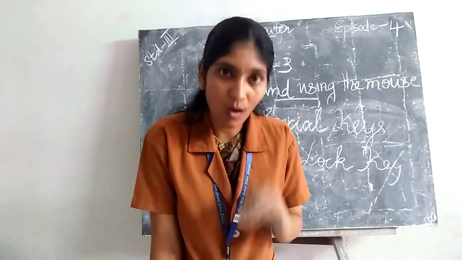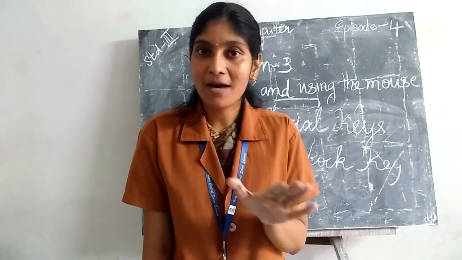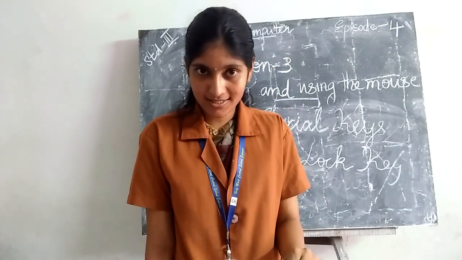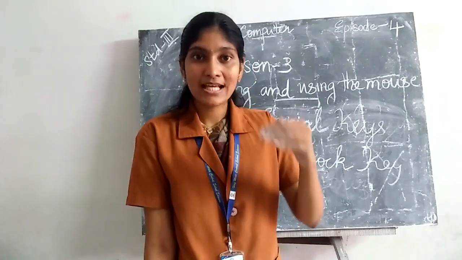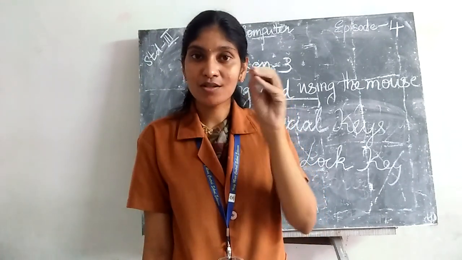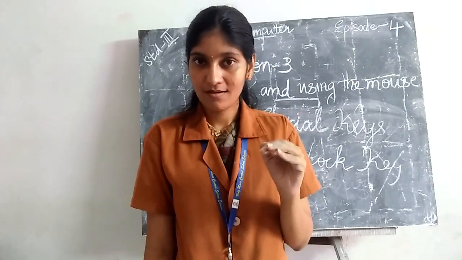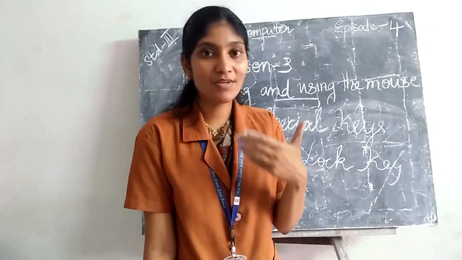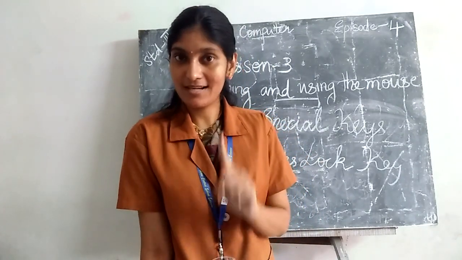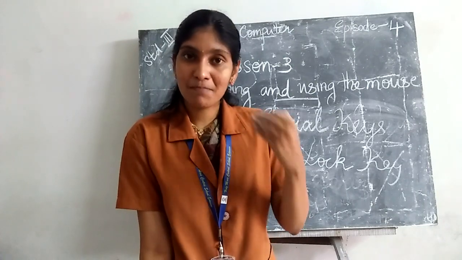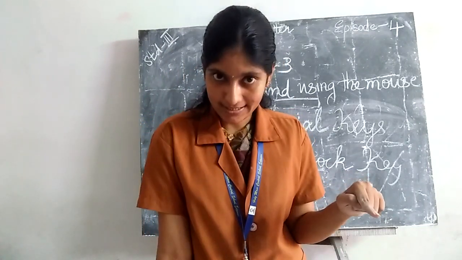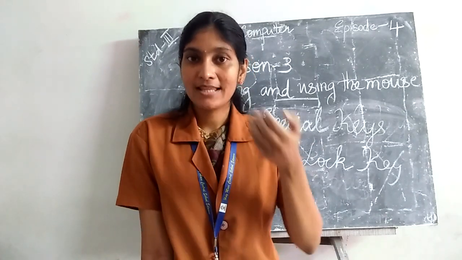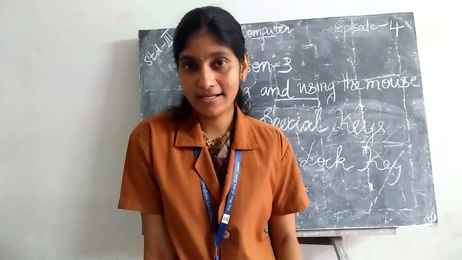If the caps lock key is off, the letters will appear in small letters, right? That means if we press the caps lock key, a line will be shown at the bottom of that key. That means caps lock is on. So the text will appear in capital letters. When we press that button again, that means caps lock is off. So the text will appear in small letters.